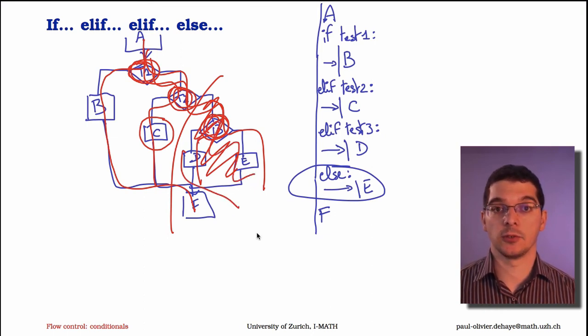Okay, so this was what a basic conditional is and how to do a basic one in Python. And we'll see now actual examples.